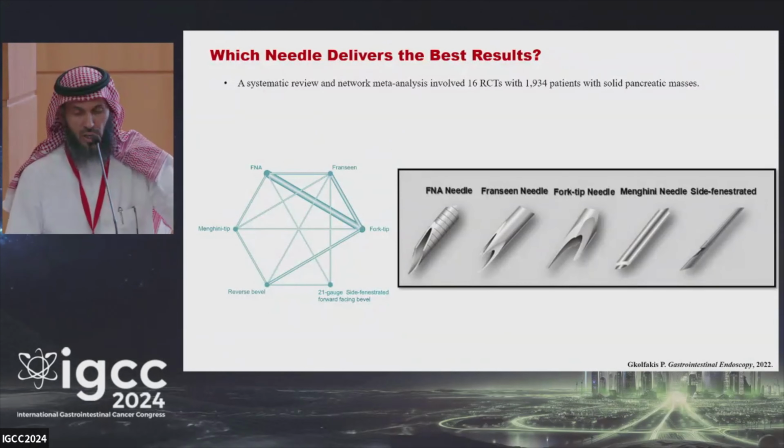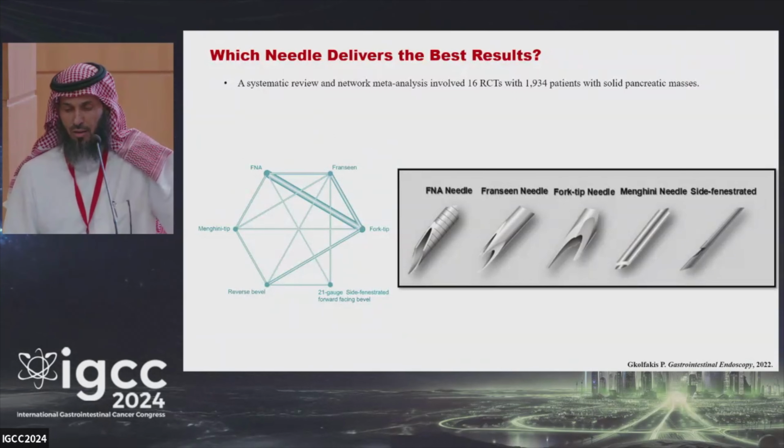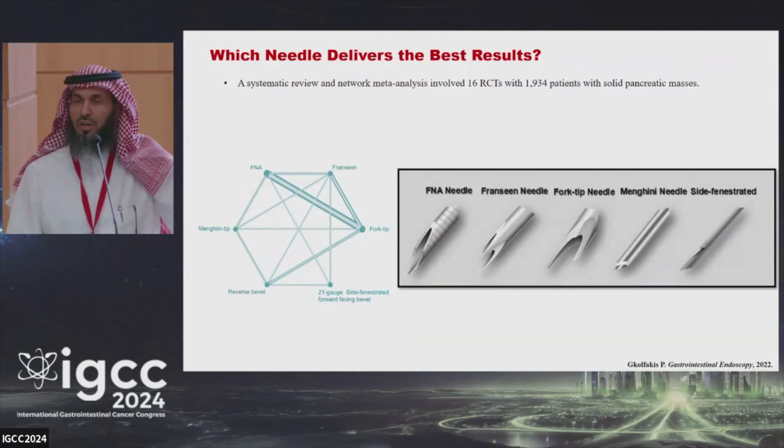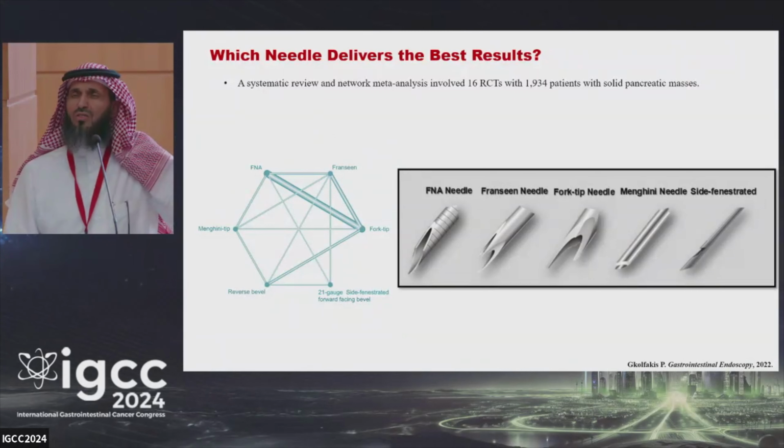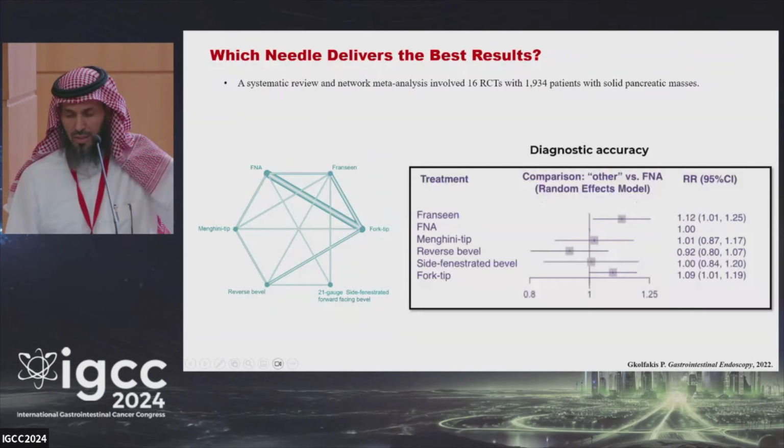Now, this is very clear: a systematic network meta-analysis of many randomized trials with a lot of patients, comparing the standard of care FNA to many designs of FNB. As you see, there is a big strength here between the FNA and the fork-tip needle. But at the end, the Franseen needle seems to be better and also superior to the others, including the fork-tip needle.